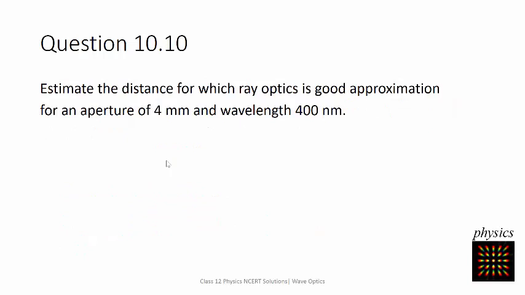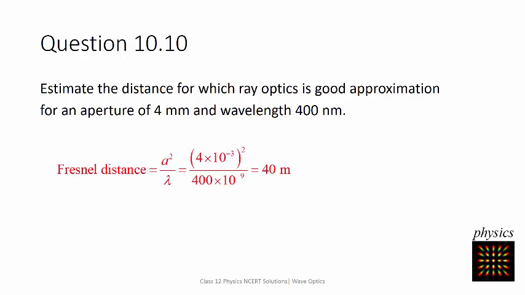So here comes the last question. At what distance is ray optics a good approximation? So we go back to our Fresnel calculations, where it is given as the Fresnel distance, within which ray optics is valid, a square over lambda. So we substitute, we get the answer as 40 meters.